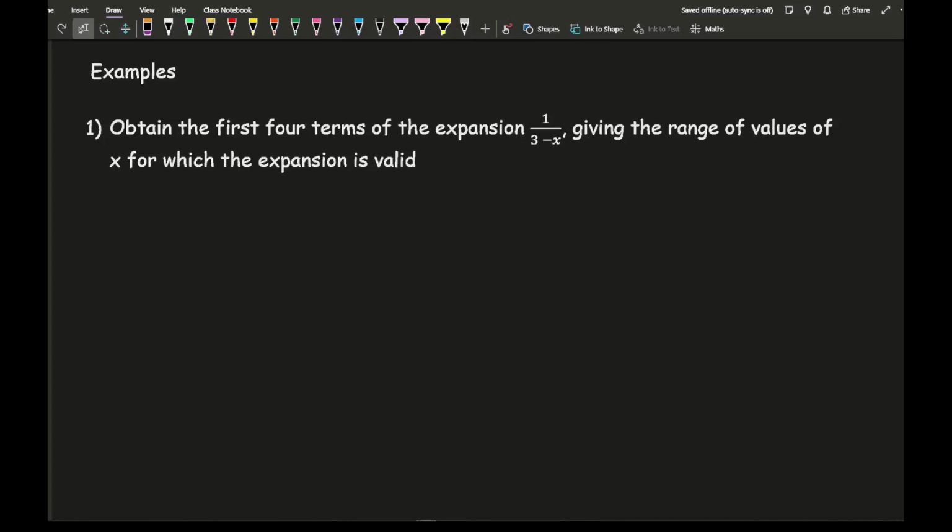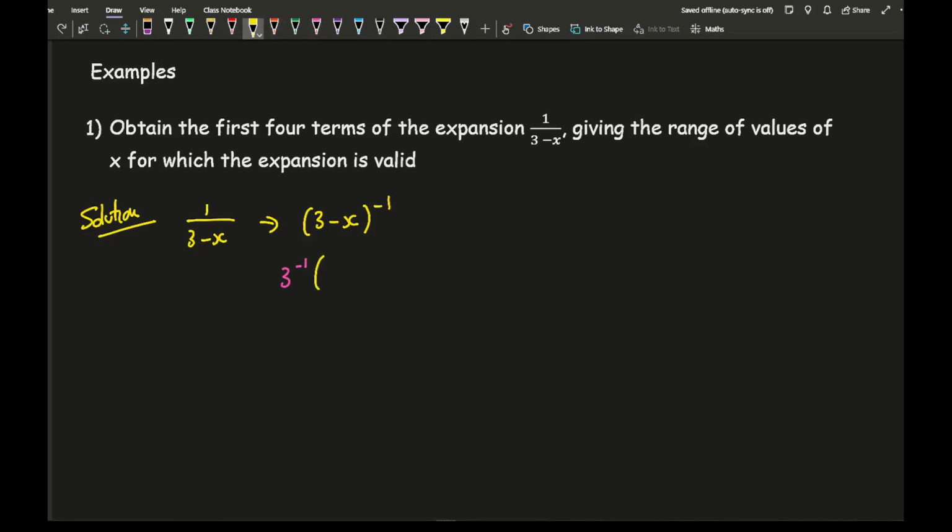The question says, obtain the first 4 terms of the expansion of 1 over 3 minus x, giving the range of values of x for which the expansion is valid. So again, the first thing we want to do is start by working out the solution. First thing we want to do is convert it using indices. So I've got 1 over 3 minus x, which then becomes 3 minus x to the power of minus 1. Now from this, what we then need to do is go on to factorize this. So factorizing this then becomes taking the 3 to the power of minus 1 out.